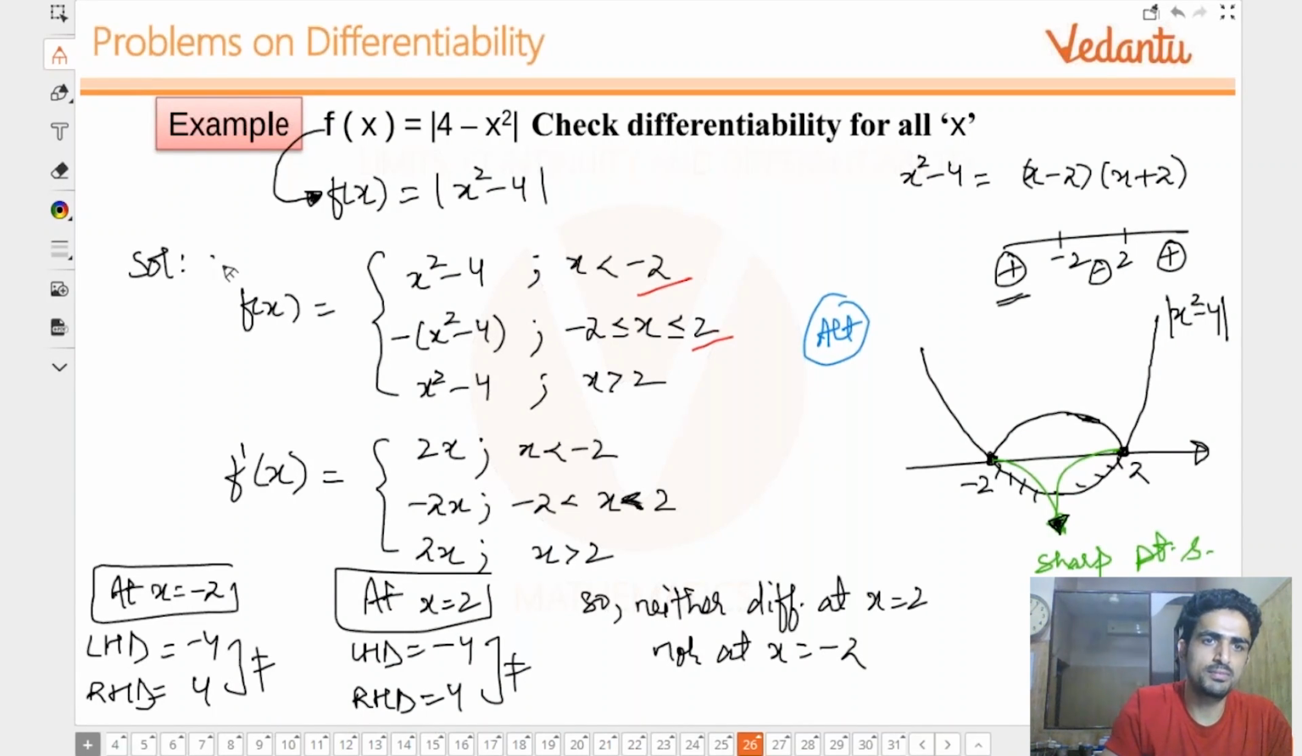So this is the first method. This is the second method if you are good at graphs. Certainly both the methods should not be applied in school. In school, you have to do it with the proper LHD definition and RHD definition.